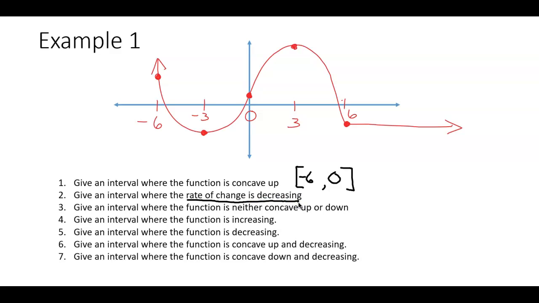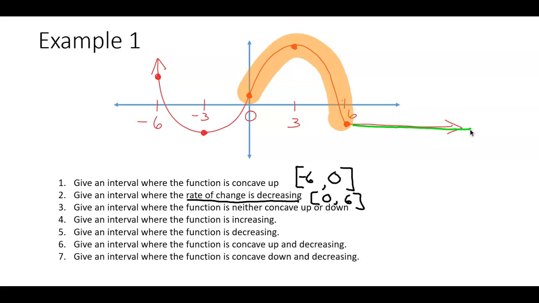So where is it concave down, you guys? You see where it's concave down? Yes. Where? 0 to 6. That's concave down, right? So we're going to go ahead and write that, concave down, 0 to 6. Okay, next one. Give an interval where the function is neither concave up or down. So what do you think, David? 6 to infinity. There you go.